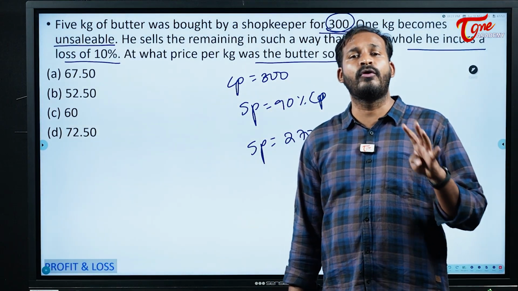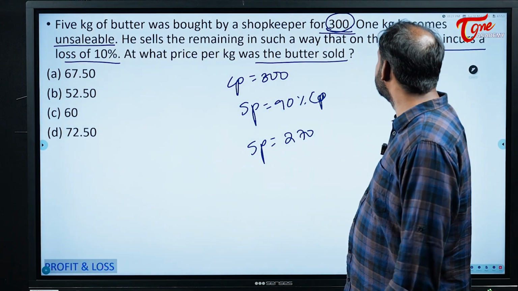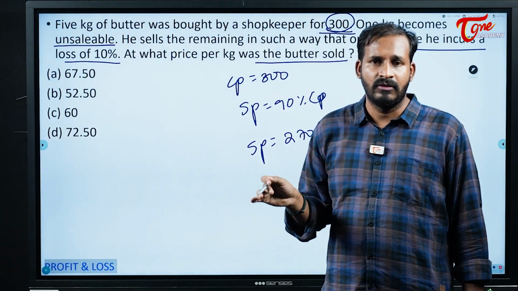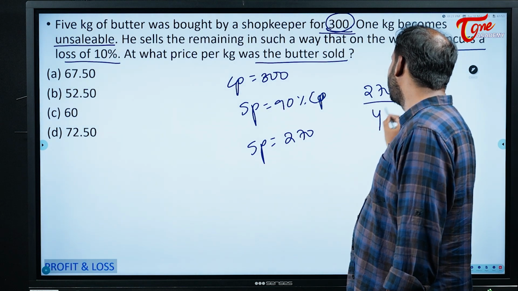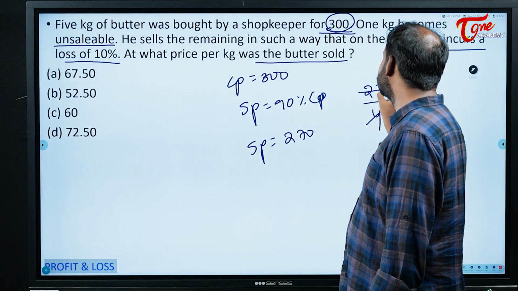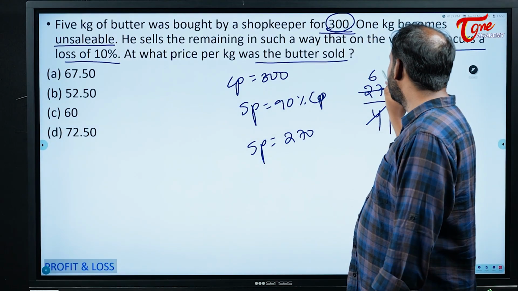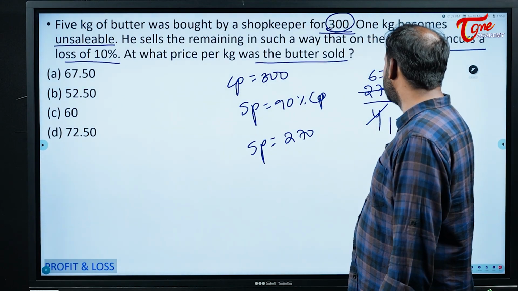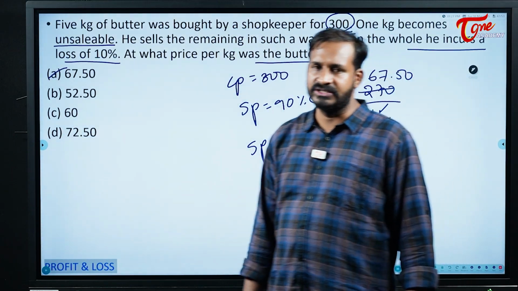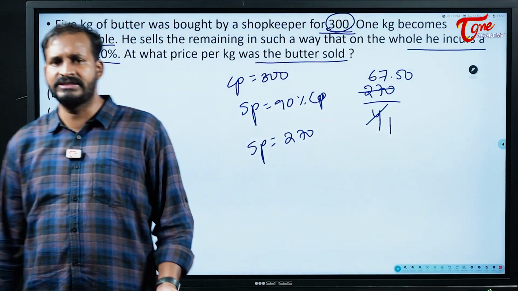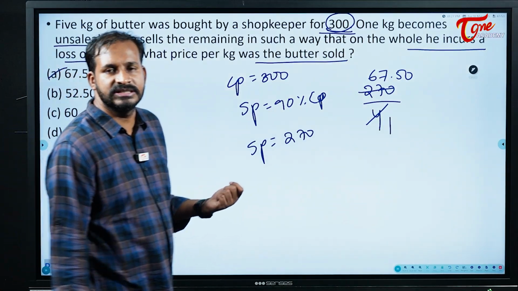But does he need to sell all the 5 kgs, or can he sell only 4 kgs? Here he can sell only 4 kgs. The reason is 1 kg becomes unsaleable. Okay. So 270 by 4. 4 ones are 4, 4 sixes are 24, 30 means 4 sevens and 50. So he needs to sell 1 kg for what price? 67.50. Anyway, he will get the loss. But still, you need to sell it for 67.50.